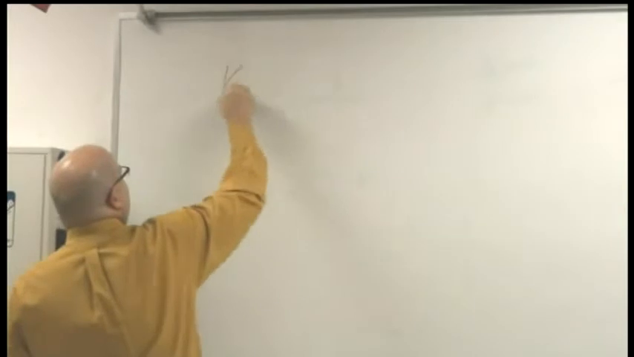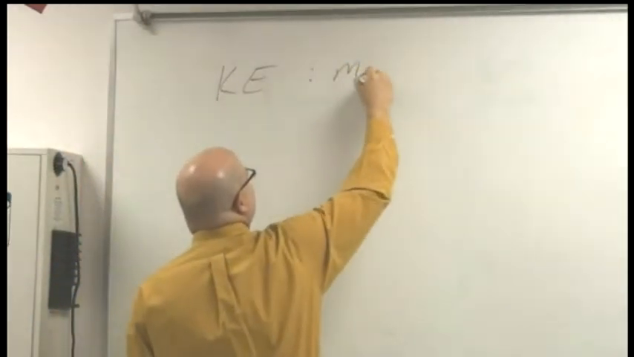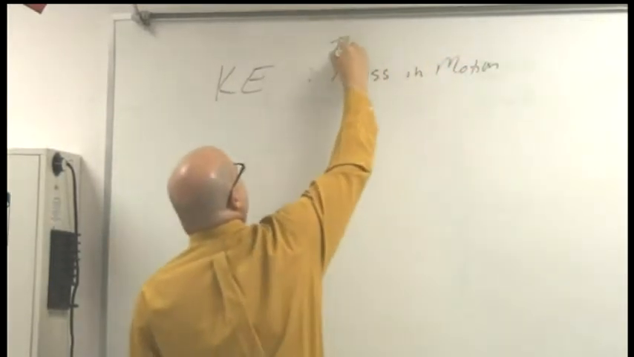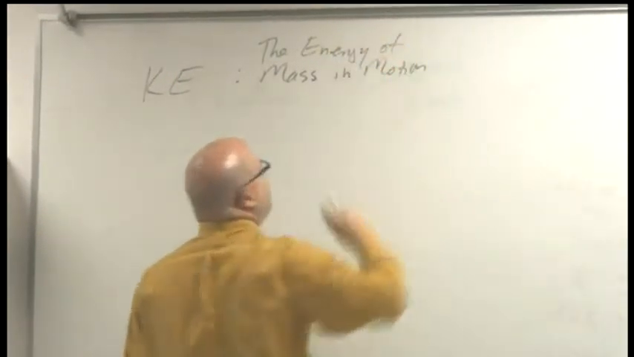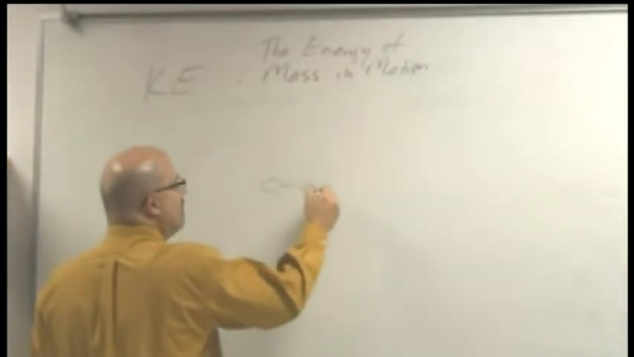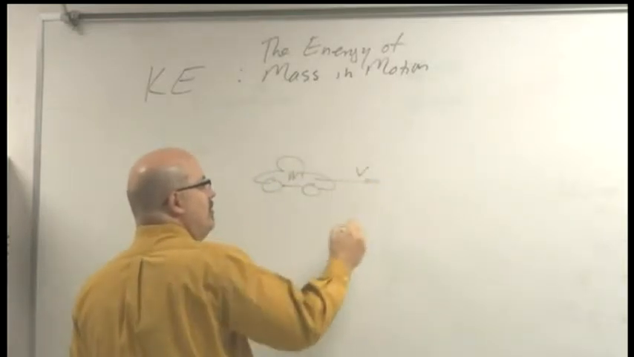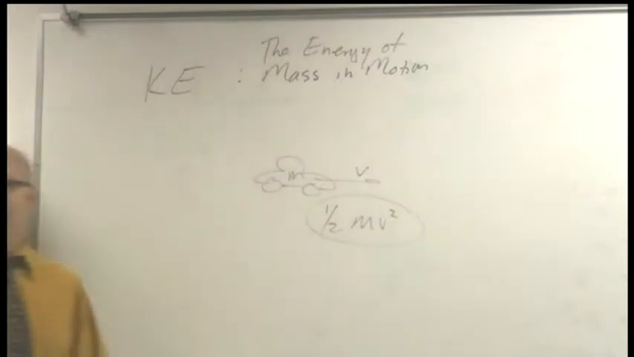Okay, so kinetic energy is defined to be the energy of mass in motion. If you have a car moving along, it's mass in motion, 1/2 mv squared. Voila! There's our kinetic energy. We've learned that from before, right?